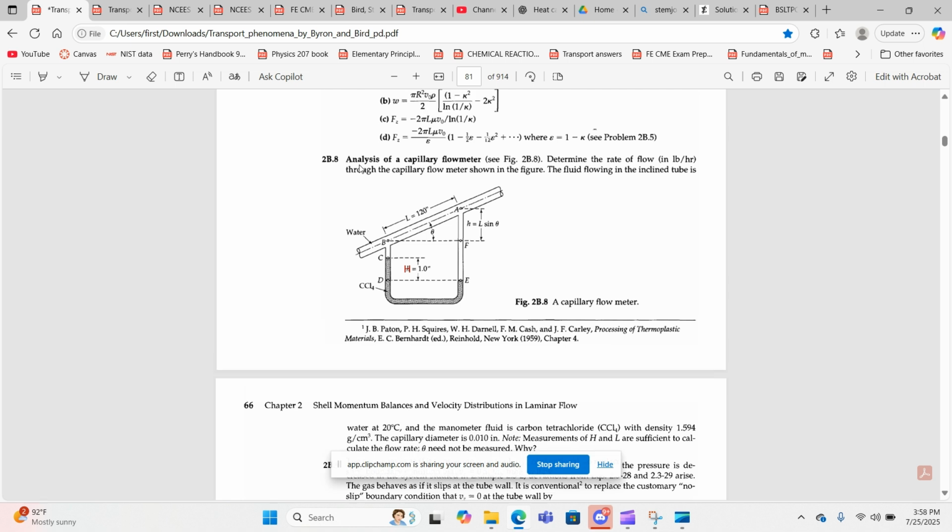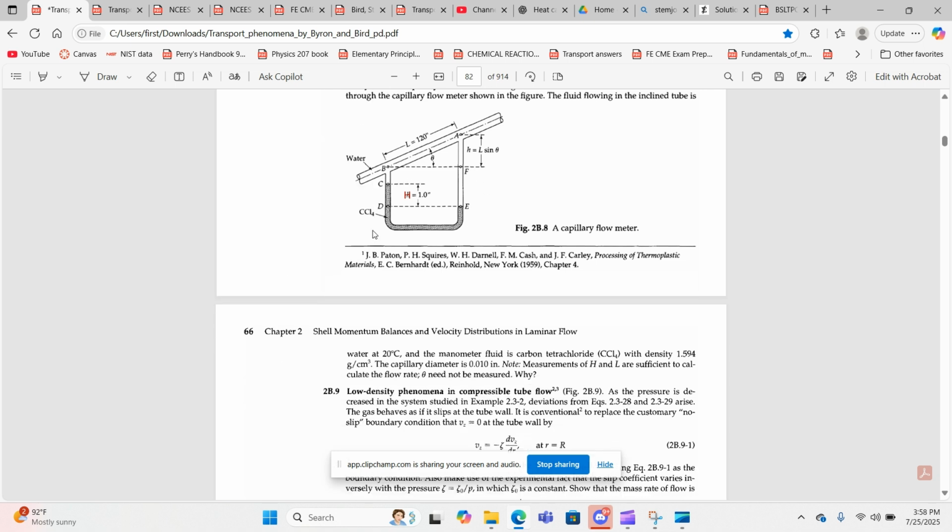All right, this is a review of problem 2B.8, analysis of a capillary flow meter. It has to determine the flow rate in pounds per hour through the flow meter. In this flow meter, the fluid flowing is in an inclined tube. Water is at 20 degrees C, and the manometer fluid is CCl4, density 1,594 kilograms per meter cubed, and the capillary diameter is 0.01 inches.